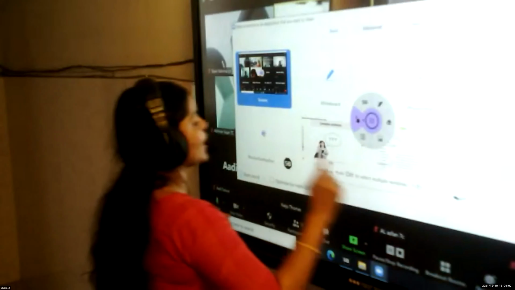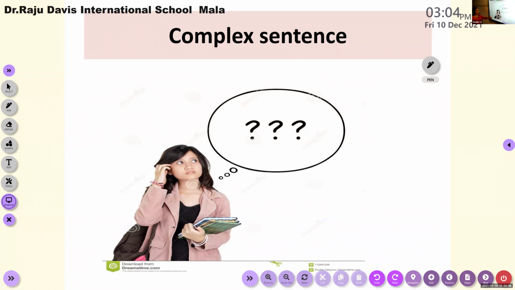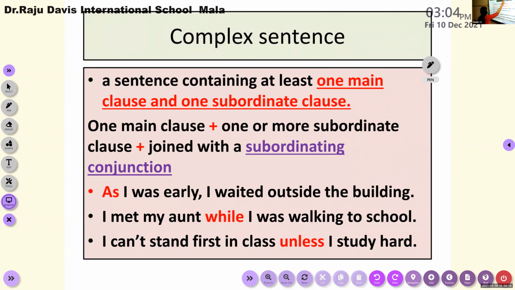So I'm going to share the screen for you. We are going to talk about complex sentences right now. Complex. It is not so simple, a little complicated. Okay, complex sentence. So what is a complex sentence, children?